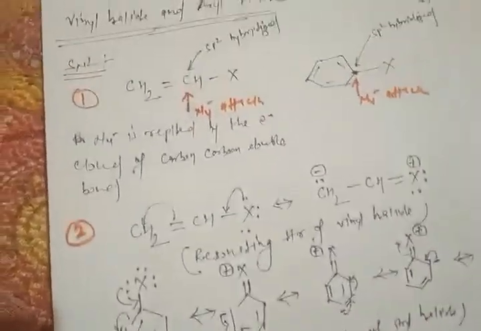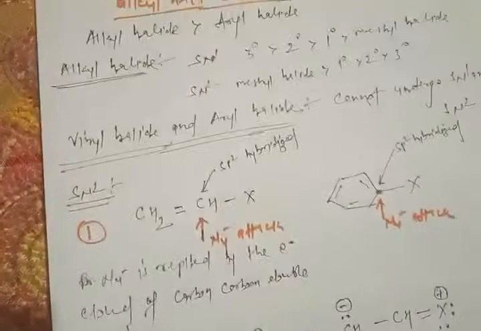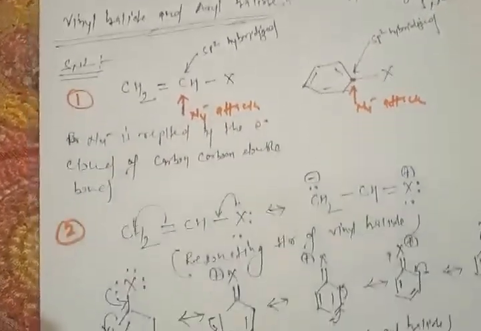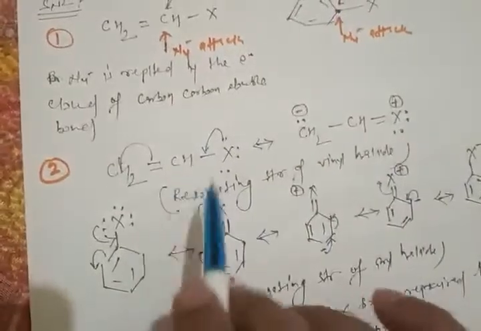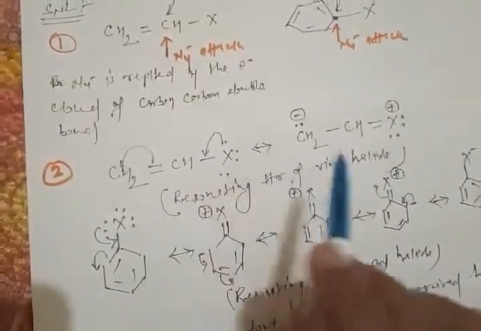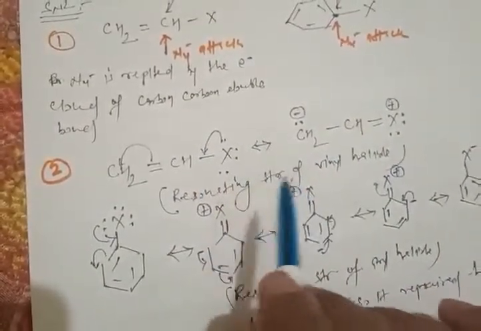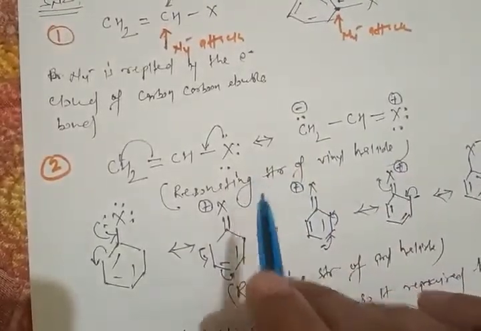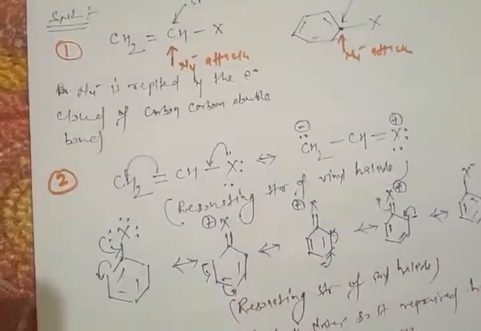So the order of SN2, we know that the order of SN2 is 1 degree, 2 degree and 3 degree, that means methyl halide should be more reactive. But in this case the resultant resonating structure is creating a problem for the SN2 reaction.